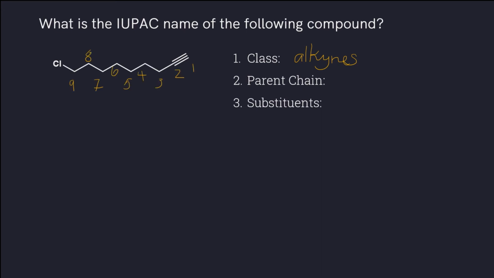So we number the chain this way, which gives a 1 locant to the triple bond, and because this is 9 carbons long, this is a non-1-yne, or 1-nonyne. We have a single chloro substituent at the 9th position.